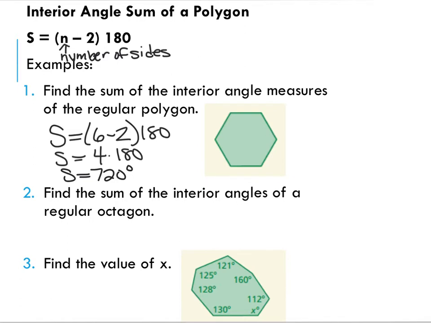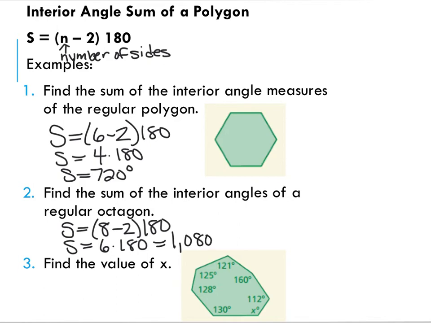Find the sum of the interior angles of a regular octagon. Why don't you pause the video, see if you can work through number 2 on your own. So in number 2, an octagon has 8 sides. We will go 8 minus 2 times 180. So 6 times 180 gives us an answer of 1,080 degrees for the sum of all of those 8 angles.